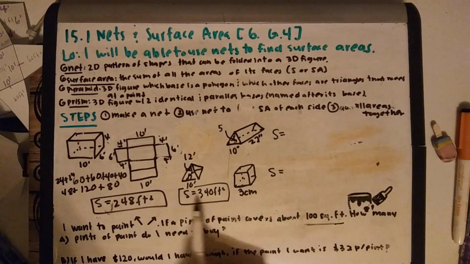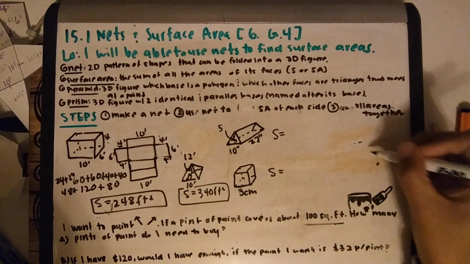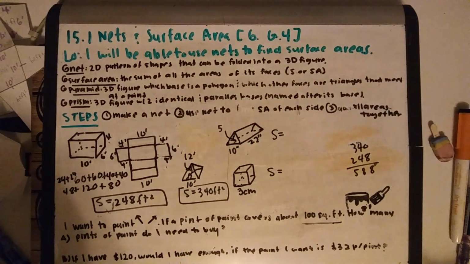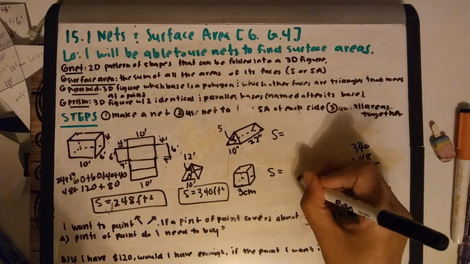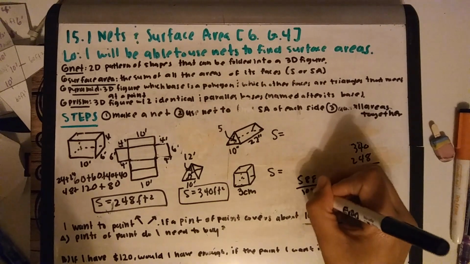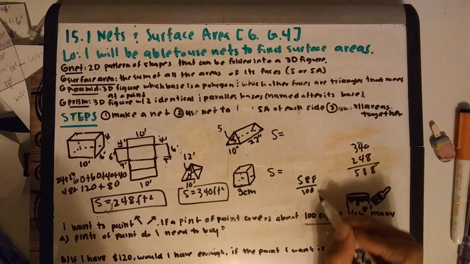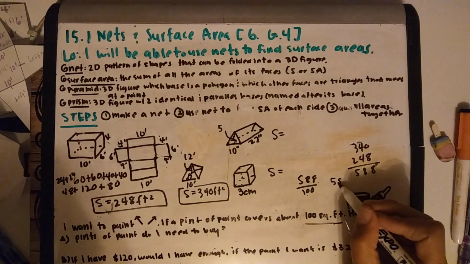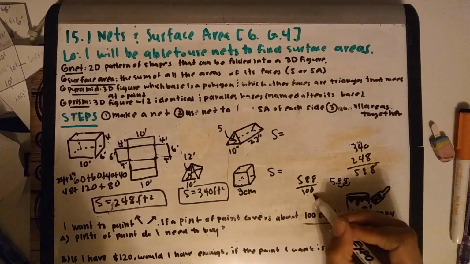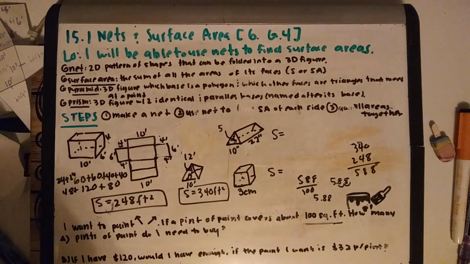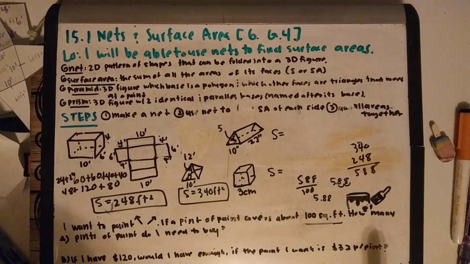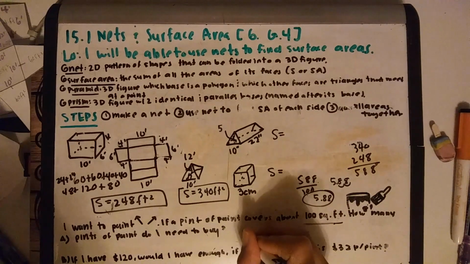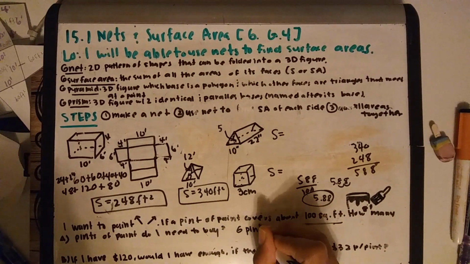If I want to paint both of them, I have to add those two together. So I get 340 plus 248, 588, and I have to divide by 100. Remember, when you divide by 100, you take your decimal and move it twice to the left, 1, 2. So I need 5.88 pints. Now, you're not going to go to the store and ask for this many pints, right? So actually you're going to have to buy 6. You need 6 pints to make sure that you have enough, okay?